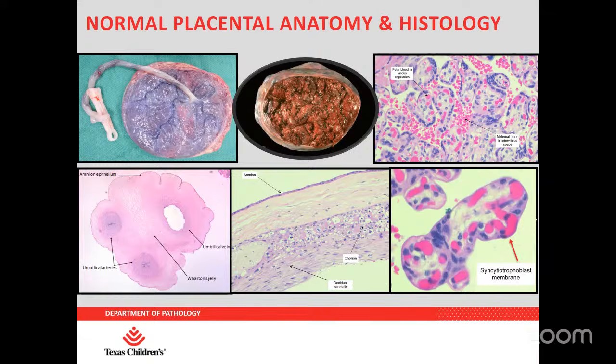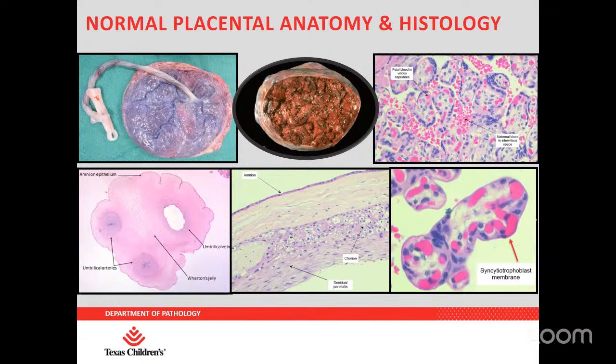Microscopically, we can start to see how structure underpins function. So in the bottom left, you can see a low power view of the umbilical cord containing the 2 umbilical arteries and 1 umbilical vein. It's all surrounded by the Wharton's jelly, and then the cord itself is covered by amniotic epithelium.